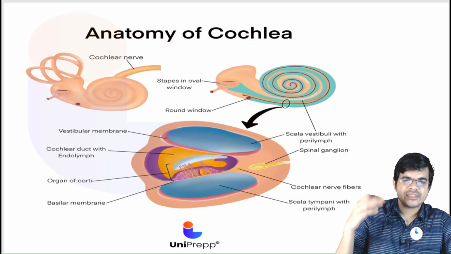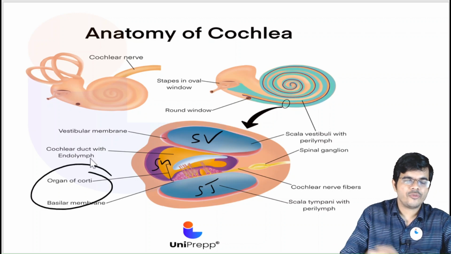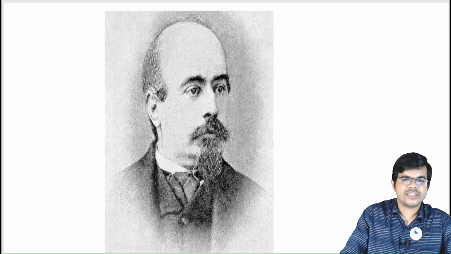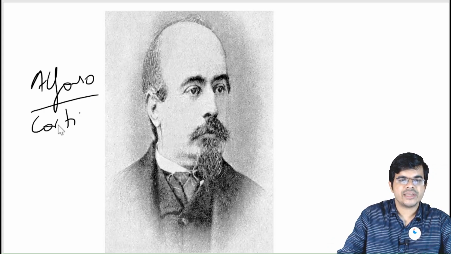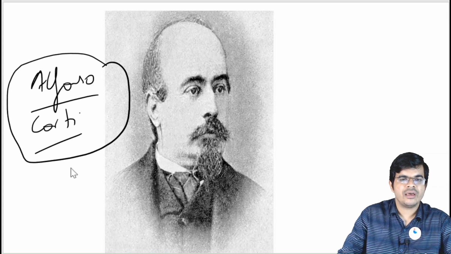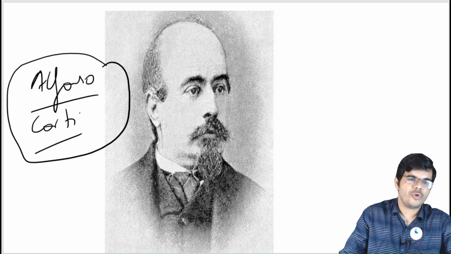It appears like a snail, and when you take the cross section, you have a scala vestibuli above and a scala tympani below, and in between you have a scala media, and on the scala media you have the organ of Corti. Okay, the organ of Corti is named after the famous Alfonso Corti. Alfonso Corti is an Italian scientist who discovered the sensory organ for hearing. There is the organ of Corti.